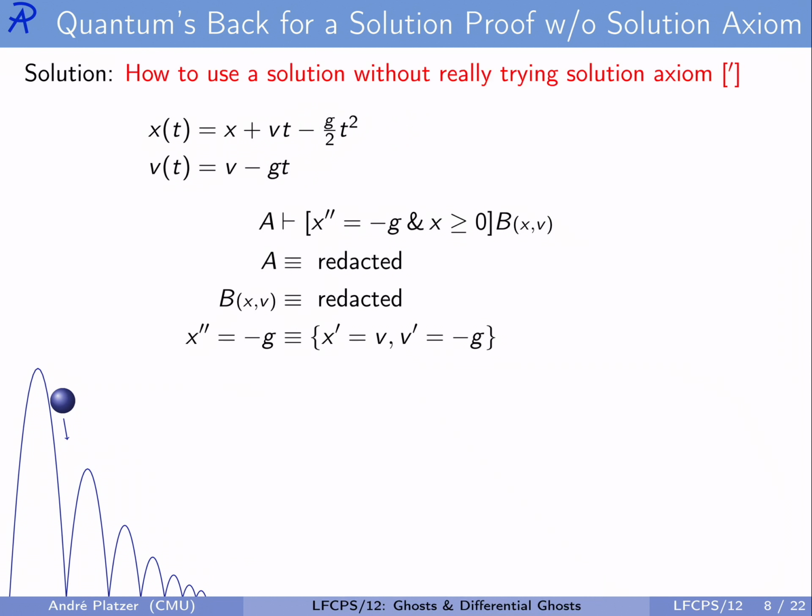Okay, so how can we prove this solution, make use of it somehow, but not using the solution axiom again? Well, the point is, I guess, if these are the solutions of the differential equation, they should be invariant along the differential equation, right? Because a differential equation has the same solution at every point, otherwise it wouldn't exactly be called a solution. So we should be using a differential invariant argument for that.